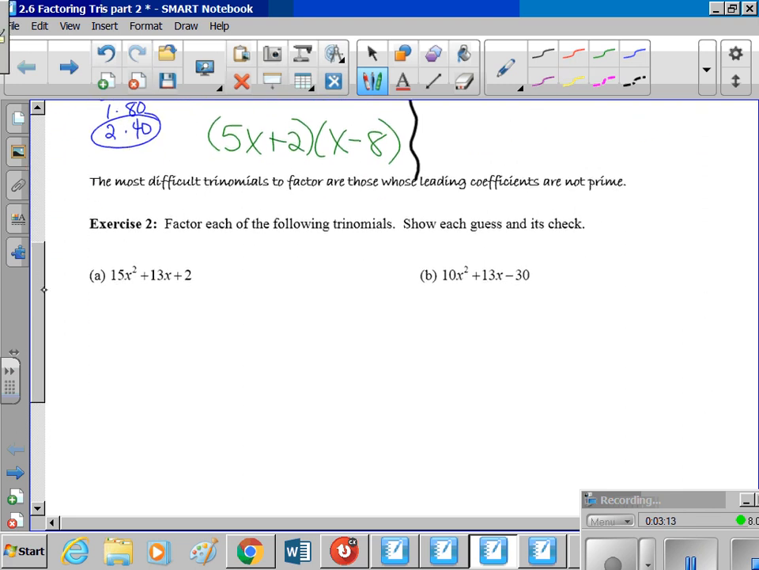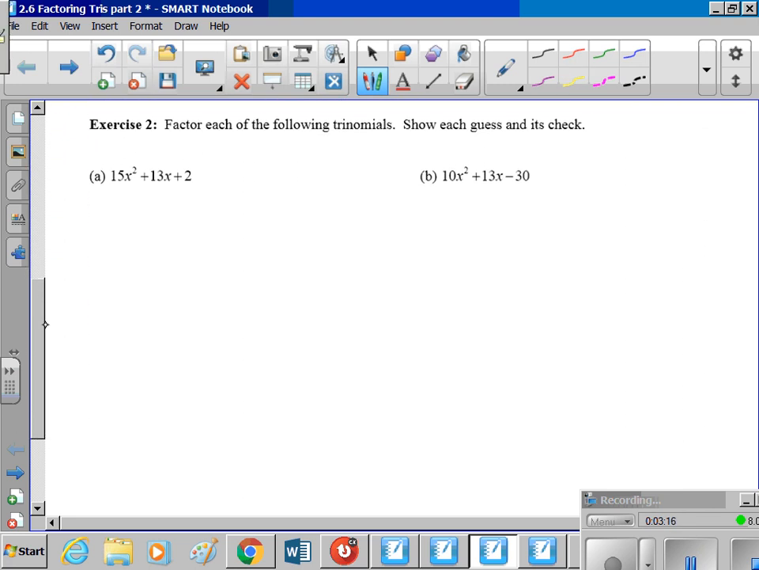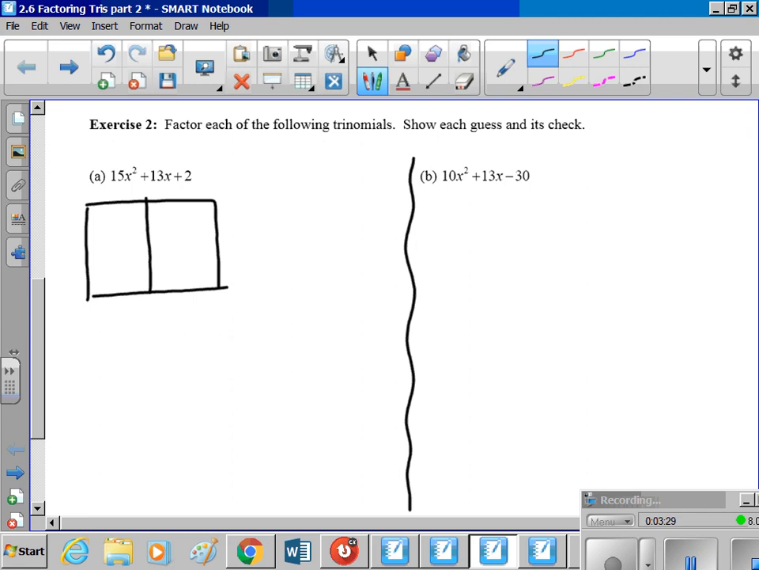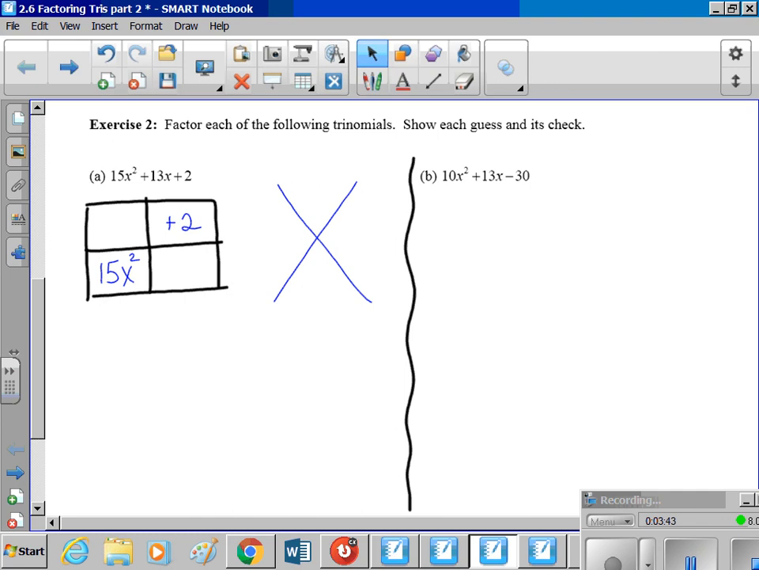So here we are at exercise 2, and these are the last two we're going to do because after this, I want you to start doing these on your own. So first one, let's start with our box. One more time, we're going to put the 15x squared here. We're going to put the positive 2 here. We're going to go to the crisscross worksheet, and we're going to multiply these two and put positive 30x squared here. And our middle term, positive 13x, goes here.